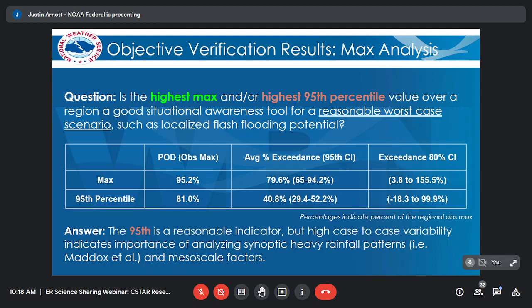So what this is telling us, to answer our question, is that the 95th percentile is a pretty reasonable indicator, but these bounds are huge. I mean, there's like 100% width there, right? And so there's pretty high case-to-case variability.